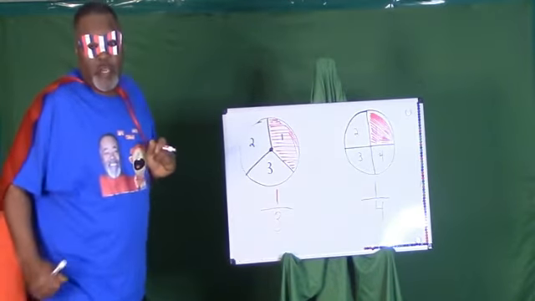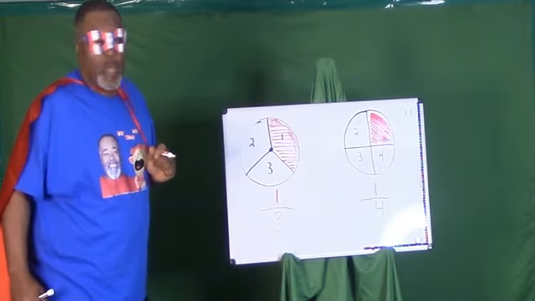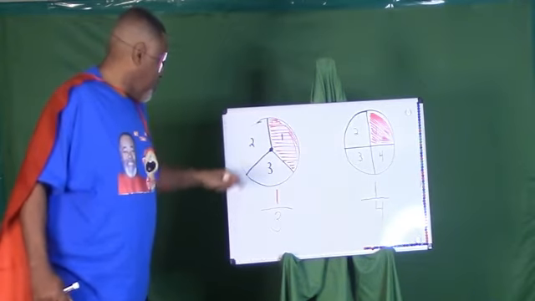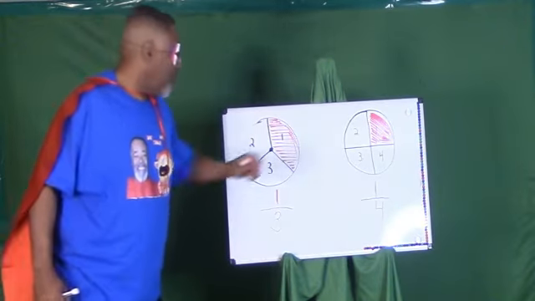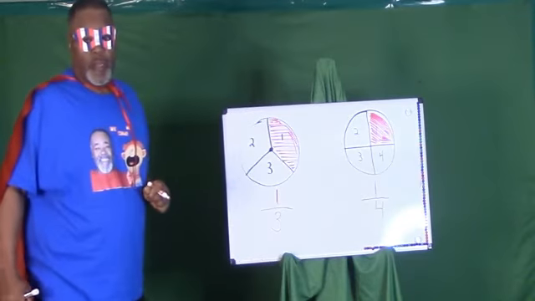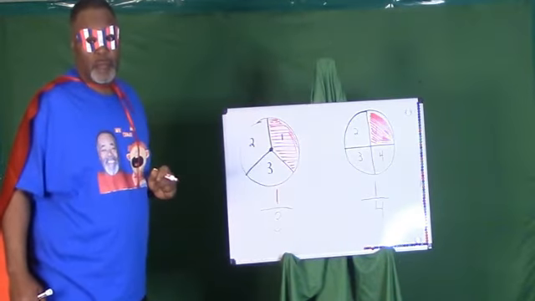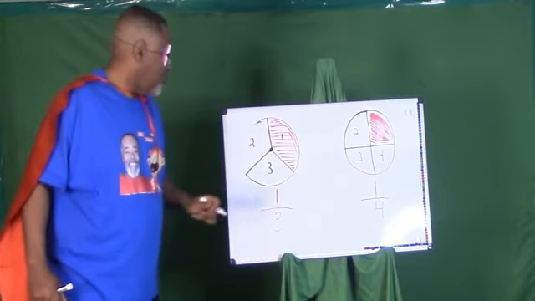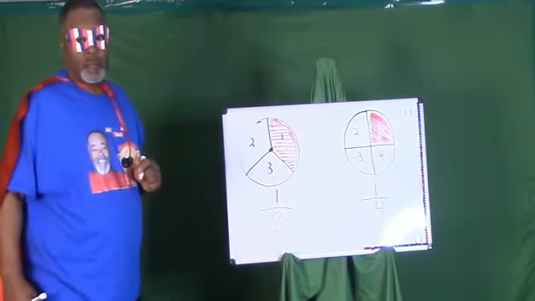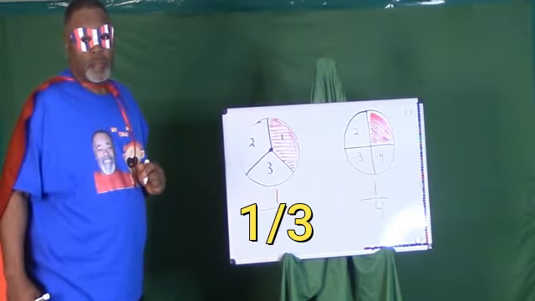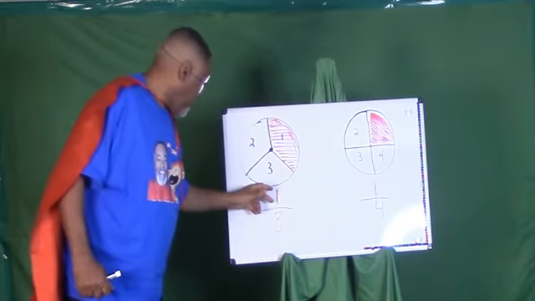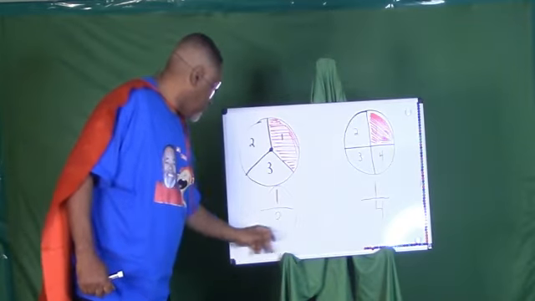You understand the concept of fractions? Now I have a tricky question I want to ask you. When you look at the shaded part of 1/3 and the shaded part of 1/4, which fraction do you think is the largest? 1/3 or 1/4? That's right, 1/3 is larger.